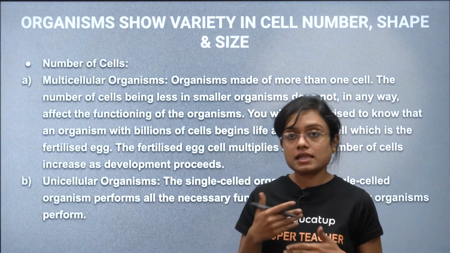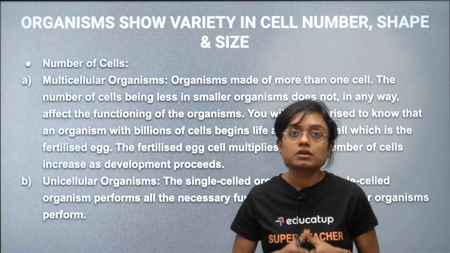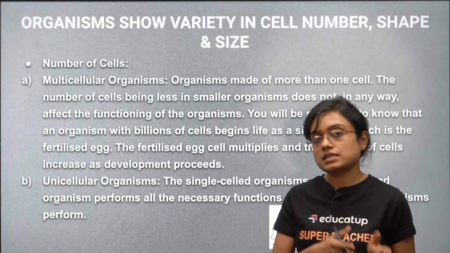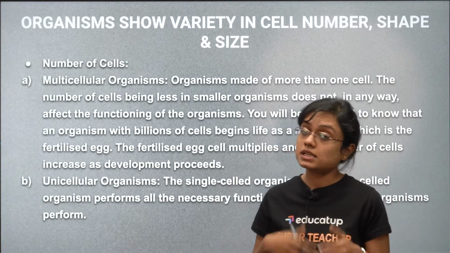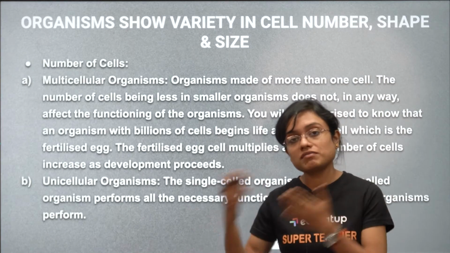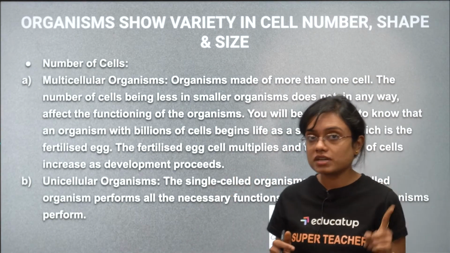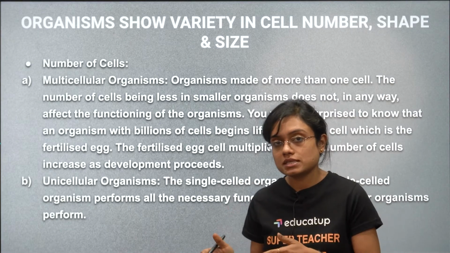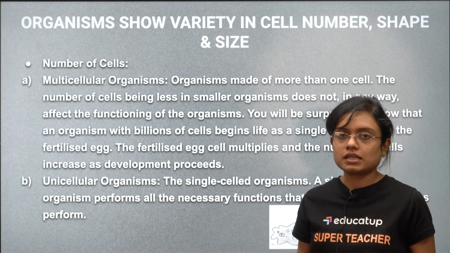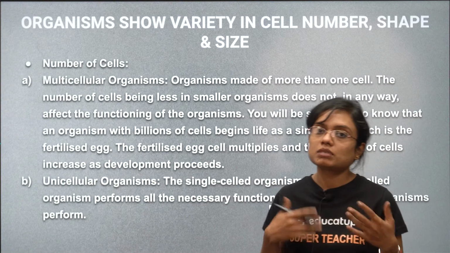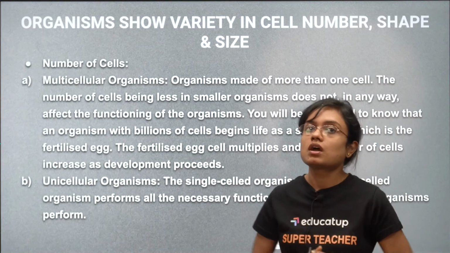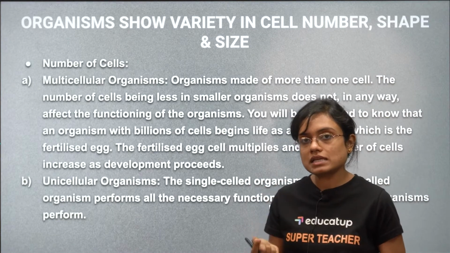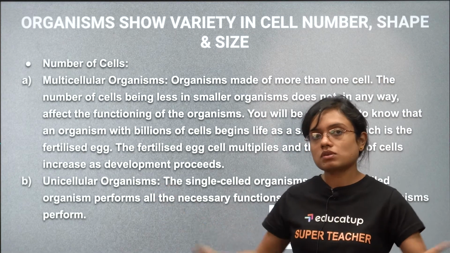Organisms show variety in cell number, shape and size. Now, number of cells. According to the number of cells, there are two types of organisms, multicellular organisms and unicellular organisms. Multicellular organisms are made up of many cells, more than one cell, and unicellular organisms are made up of one single cell. But it does not make any difference whether your body is made up of many cells or just one cell. The functioning is done perfectly. Even a single cell performs all the functions, and even multicellular organisms with multiple cells perform all the functions. And even a multicellular organism actually starts life from a single cell, that is a zygote, and then it divides and becomes a whole body.